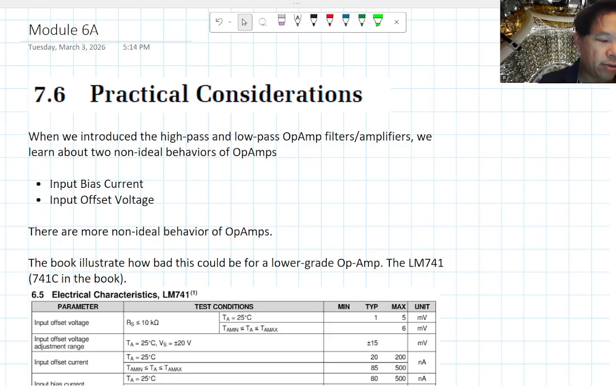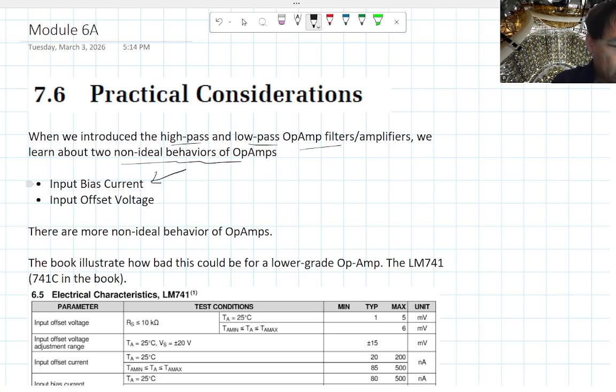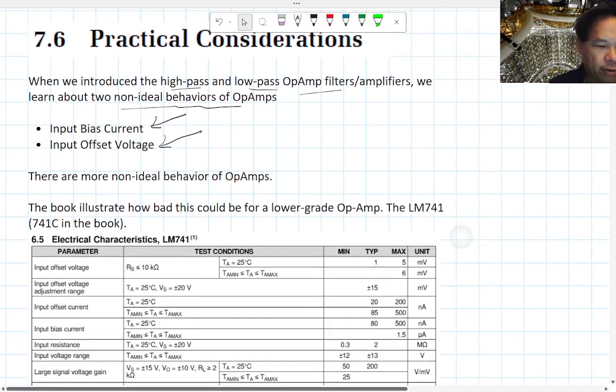Hi everyone. So we're gonna start on Steck section 7.6 today on practical considerations. This is a continuation of how we have the idealized op amp and how it works, and then we can make a lot of predictions out of that. These are real physical devices, and therefore last time we already talked about how, in high pass and low pass amplifiers, we have these non-ideal behaviors of the op amp, which is the input bias current and the input offset voltage, right, which gives you non-ideal performance on your amplifiers.